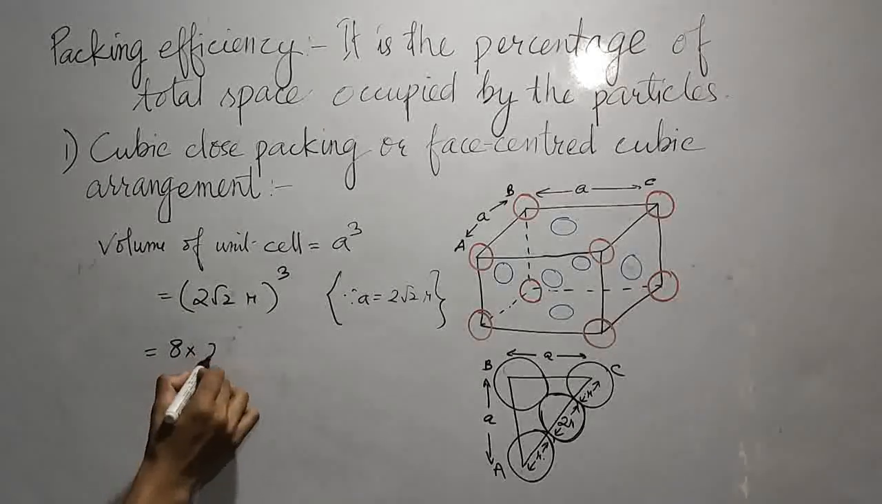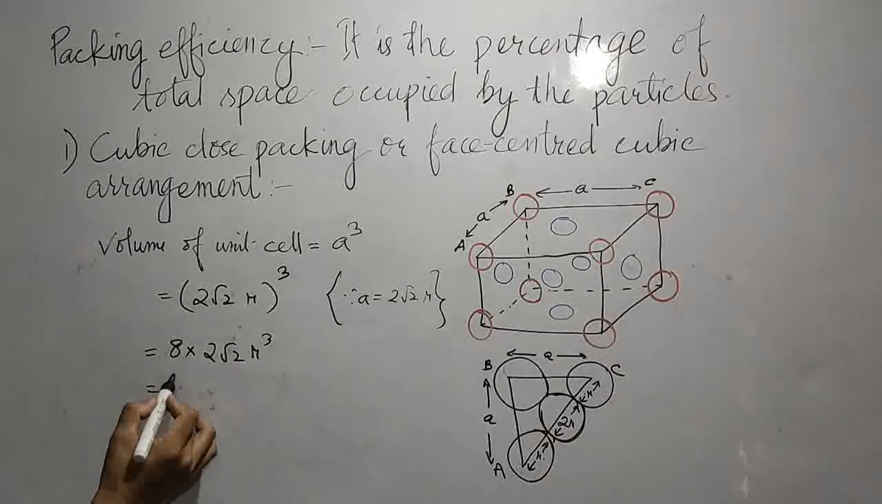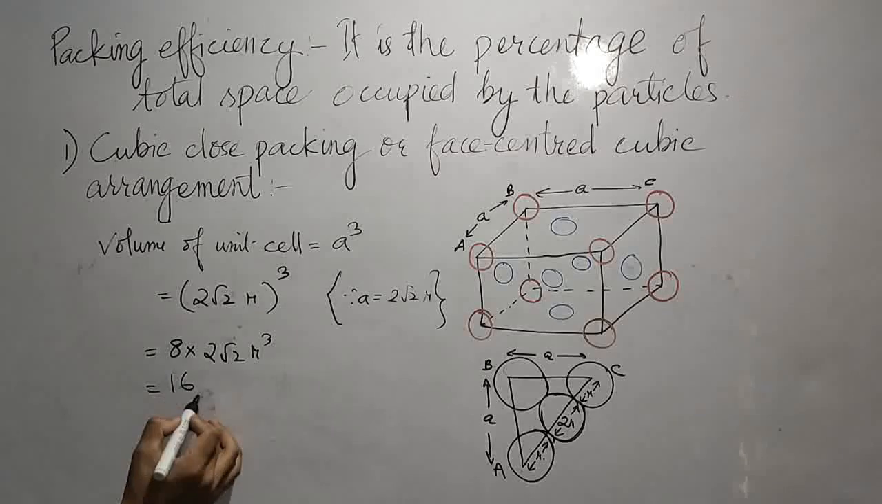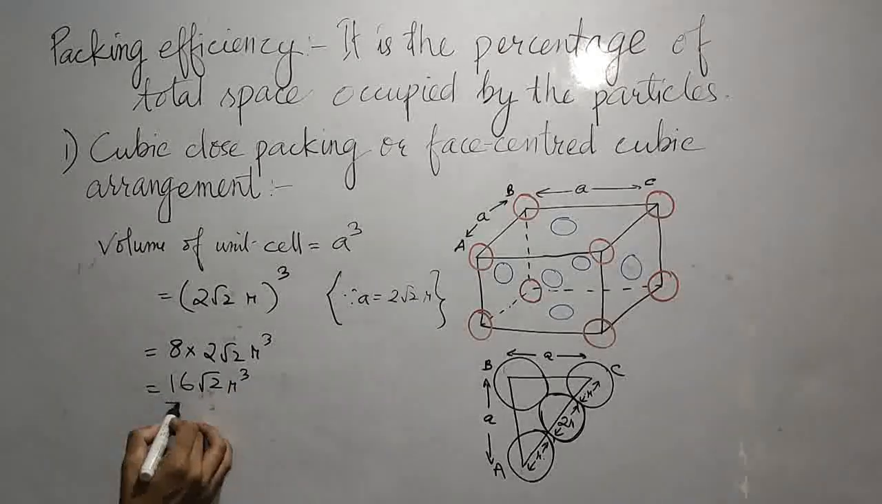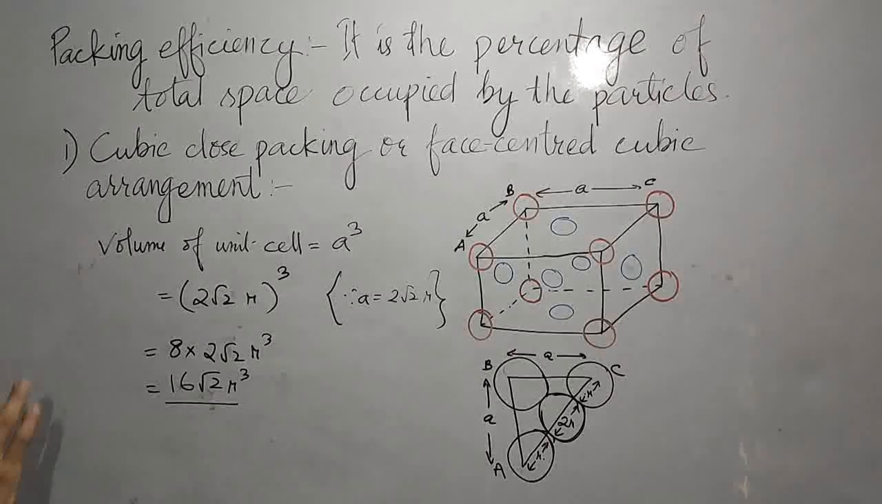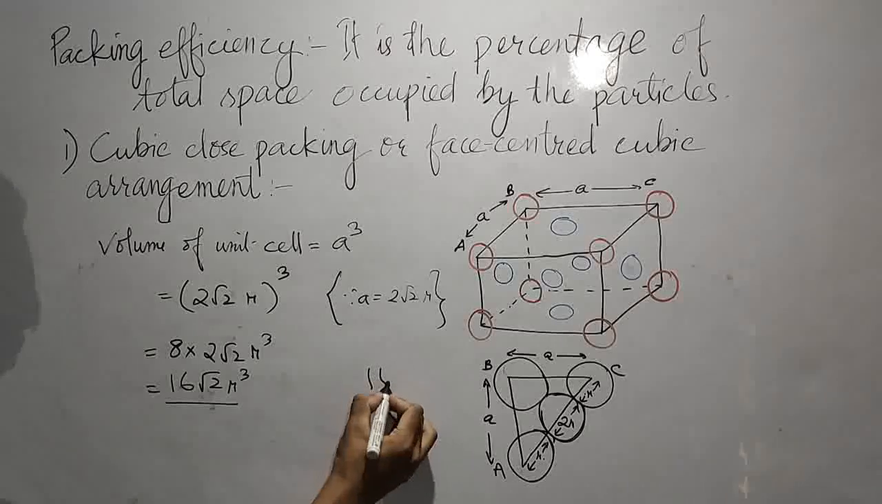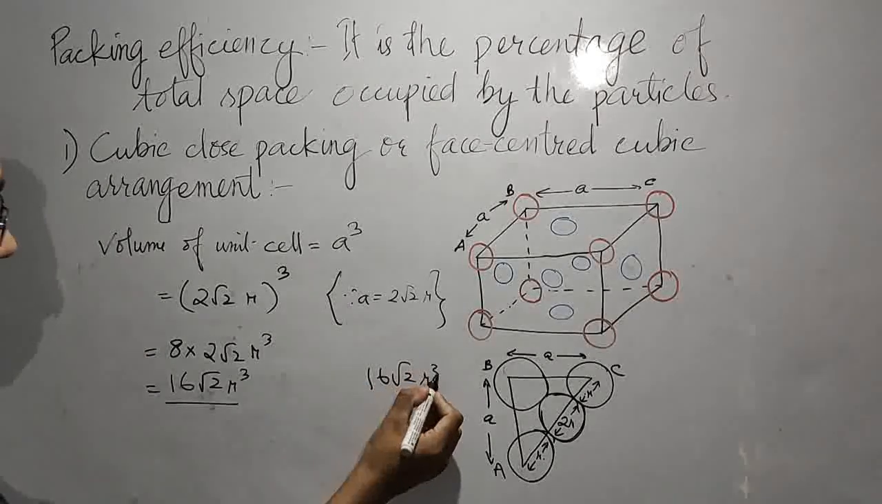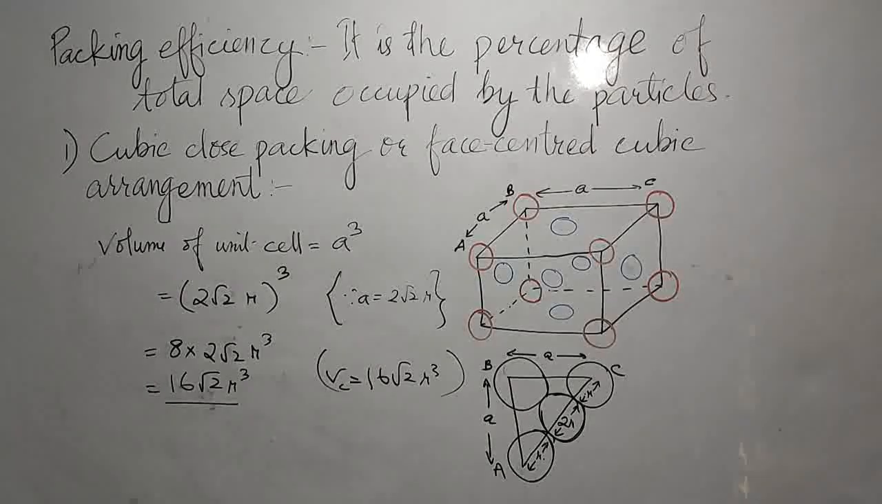8 into (2 root 2 r) cube, isn't it? So this will result in 8 into 2 root 2, that is 16 root 2 r cube. So this is the value of the volume of the unit cell. Okay, so let me just note it down somewhere here, 16 root 2 r cube. This is the volume of the unit cell. I'll just note it down for now.